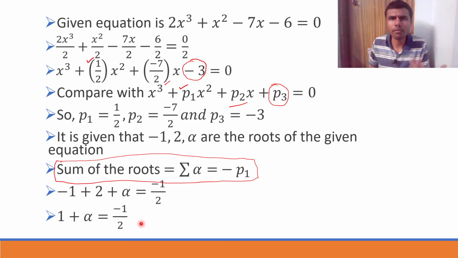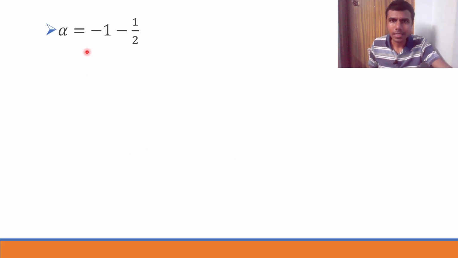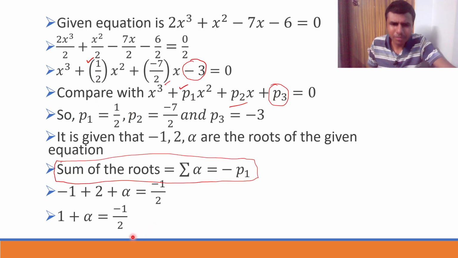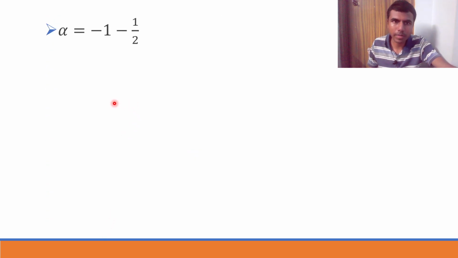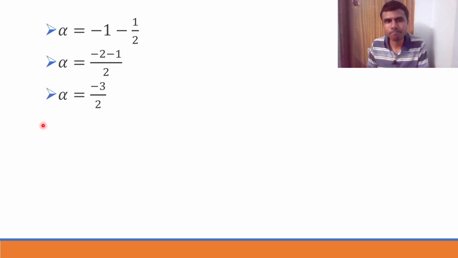I need to find out alpha, so just send 1 to the RHS. So I get alpha is minus 1 by 2 minus 1. Now just take the LCM, so you get minus 1 minus 2 by 2. So alpha is minus 3 by 2. That's it. This is what they had asked us to find and we found it.